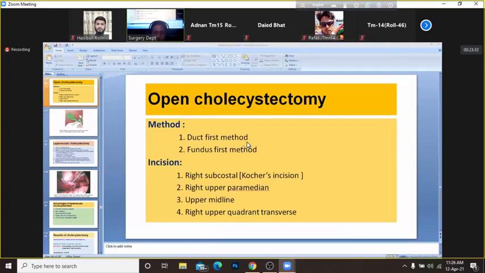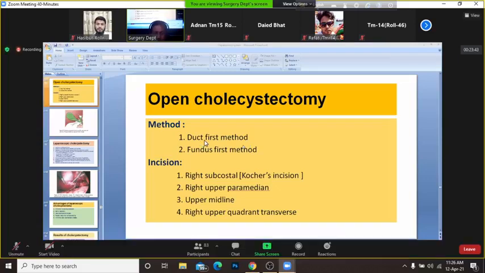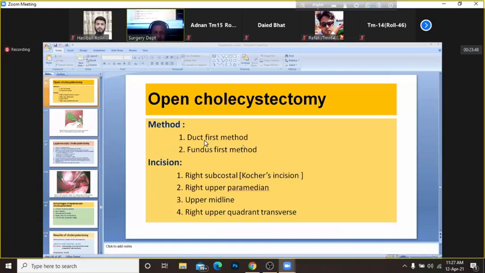So open cholecystectomy can be done in two ways: duct first method and fundus first method. The duct first method is the usual and conventional one, and we can do the fundus first method if the structures in the Calot's triangle cannot be delineated. It is usually done to avoid injury of the common bile duct and right hepatic artery and hepatic artery.